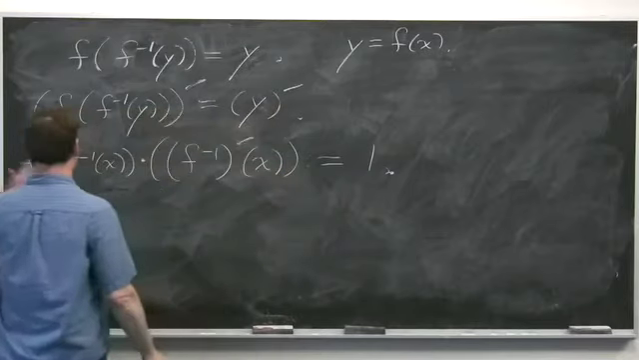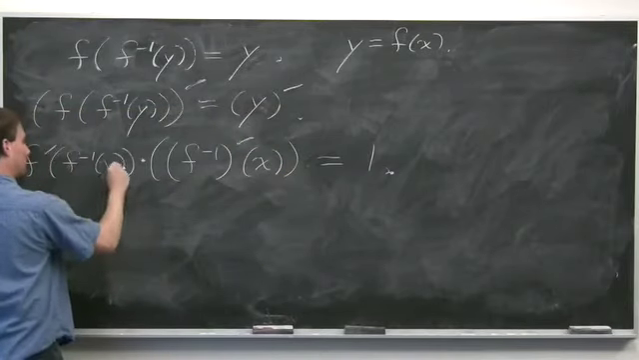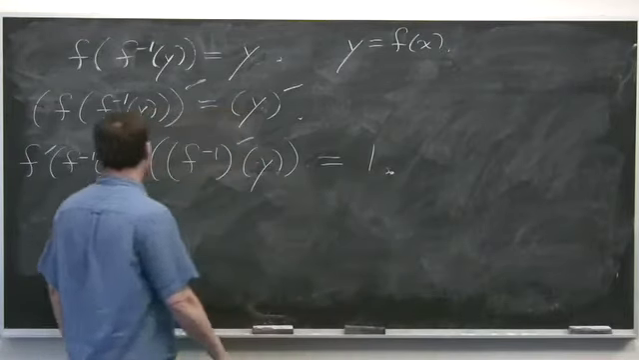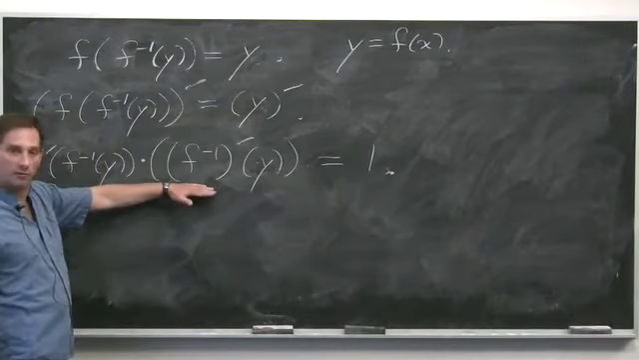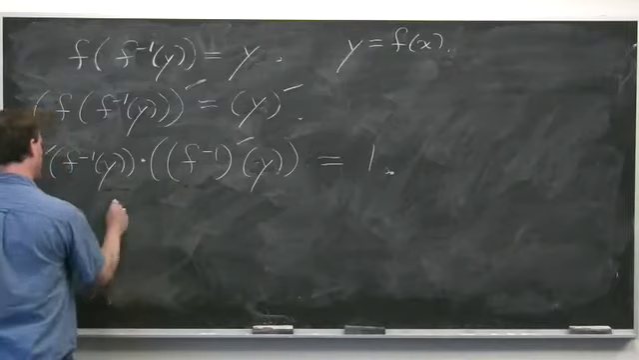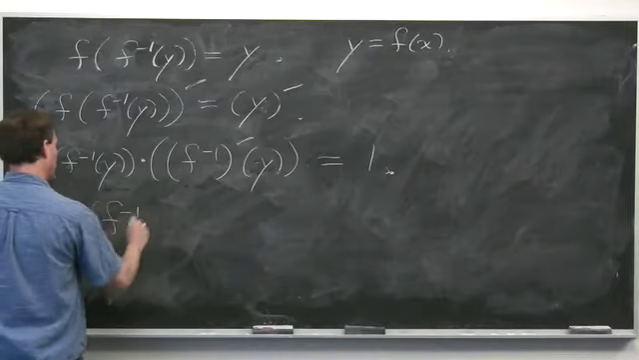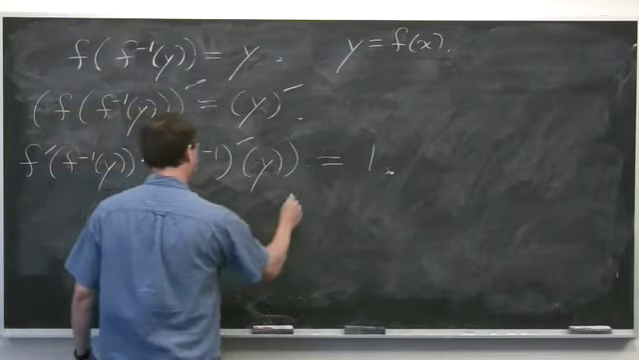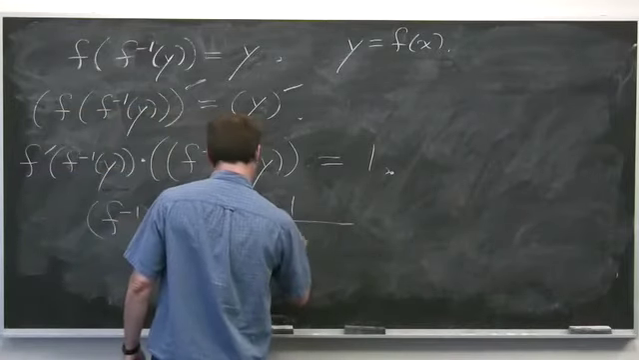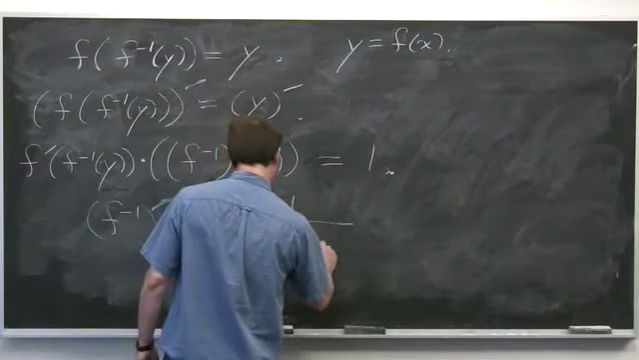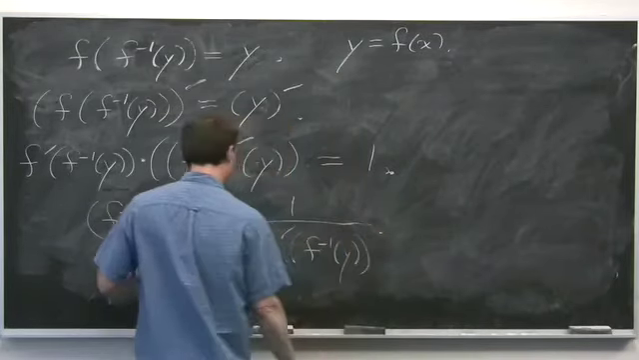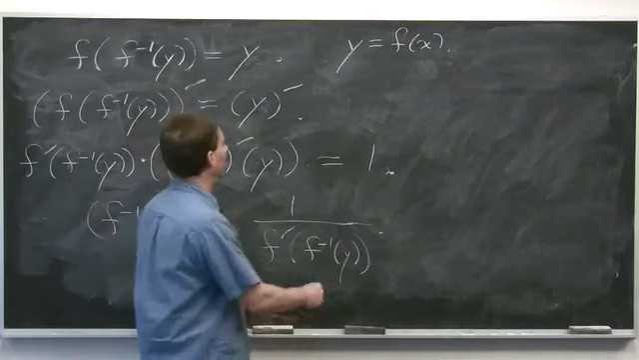So now I take derivatives of both sides with respect to y. I get this, I get this, I still get 1 here. And then you solve for the thing we're after, the derivative of f inverse. The derivative of f inverse at y is 1 over f prime of f inverse of y. Of course, for this to exist, you need this to be unequal to 0.